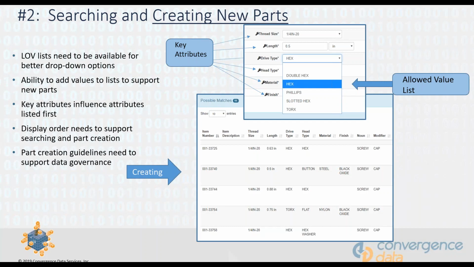And also the display order is important. You want to make sure you have the right attributes up front, similar to searching, to make it easy to get a balance of both those requirements, so that it's easy for someone to create a new part, most important attributes first, and that you have proper guidelines in place to make sure that there's data governance in place, the right people are approving these parts, and you've got things like allowed values list present to ensure that your data is clean.